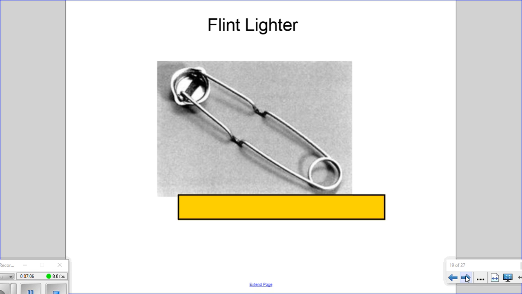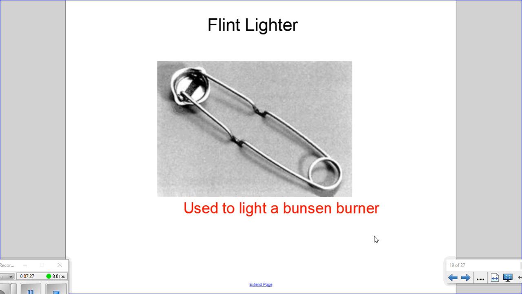Next we have a flint lighter. A flint lighter contains a piece of flint contained within this silver dome here to protect you from the spark that is created as that flint is moved over this jagged material here. And so we use a flint lighter to light a Bunsen burner. Bunsen burners have natural gas coming through them, and that's what's used to create the flame, and the flint lighter provides a spark to ignite that gas.